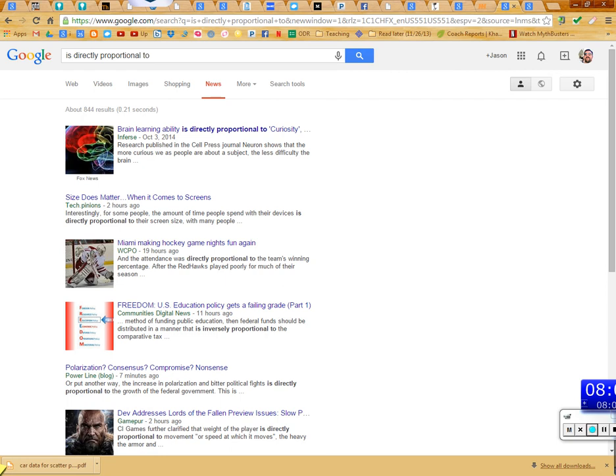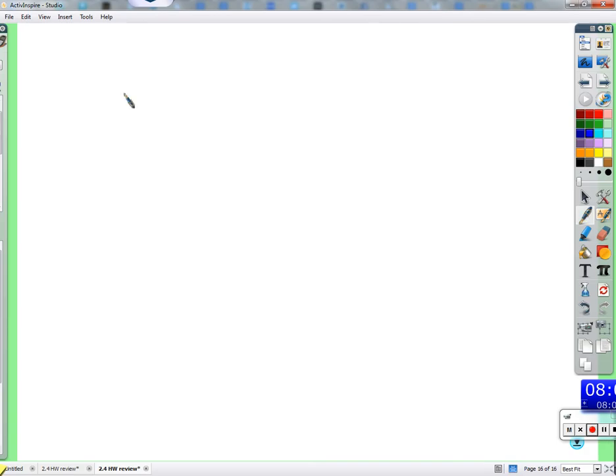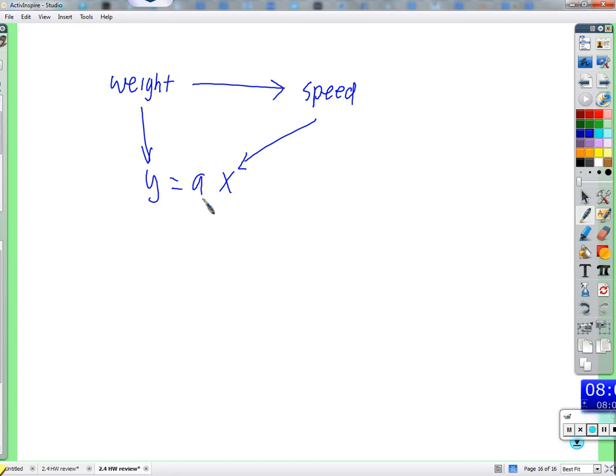Let's write this down, so that this is what they're saying. Weight is directly proportional, or varies directly, with speed. So they're saying that this is y, this is x. There's some a that you can multiply x by to get y. You can multiply your speed by a and get your weight. Wait a minute. As my speed gets bigger, this equation says that my weight gets bigger. That doesn't seem to make sense.